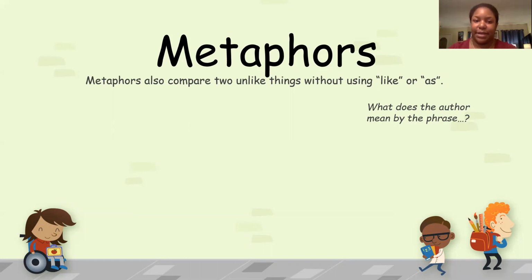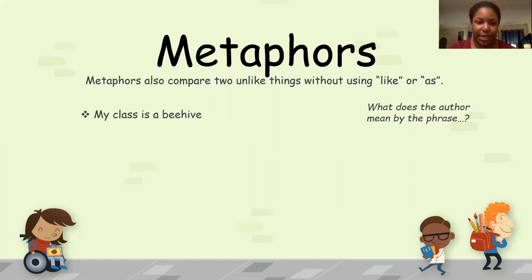So here is an example. My class is a beehive. So I know that a beehive is super, super busy. Bees are always buzzing everywhere. Buzz. And so I'm comparing my class to a busy beehive. So I'm just trying to say here, what does the author mean by the phrase, my class is a beehive? It just generally means my class is busy.